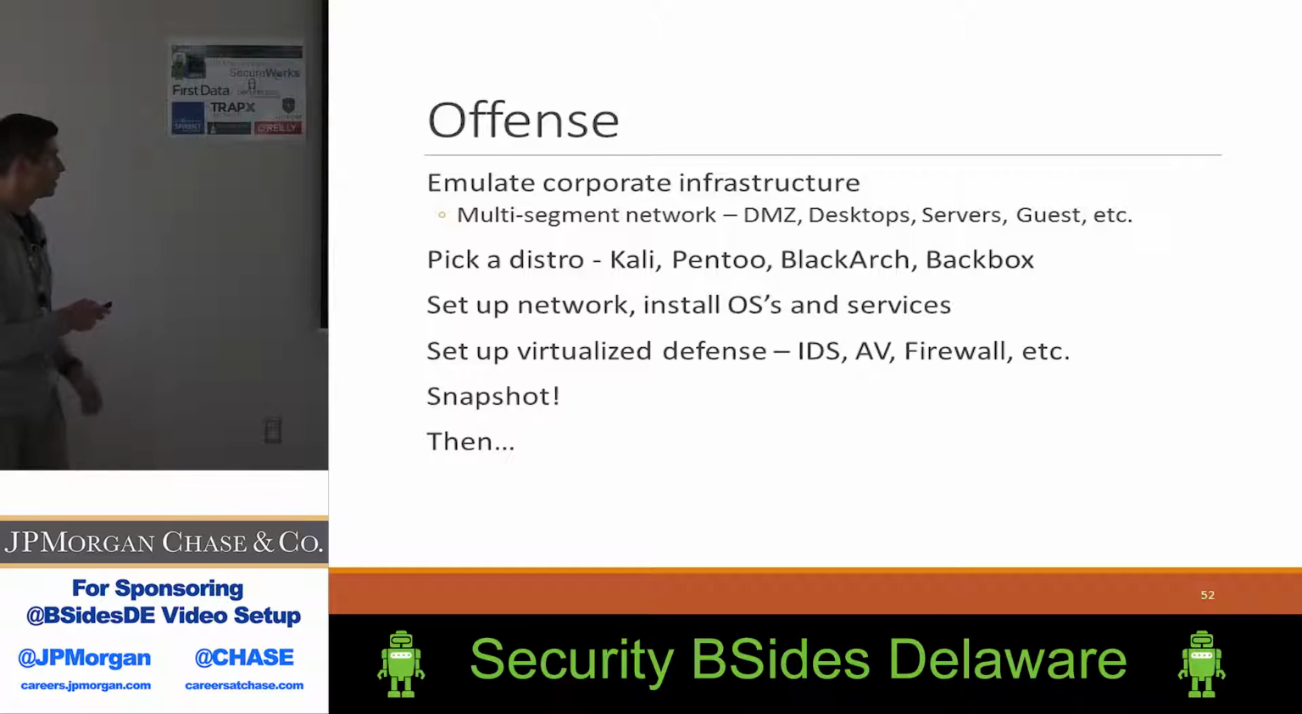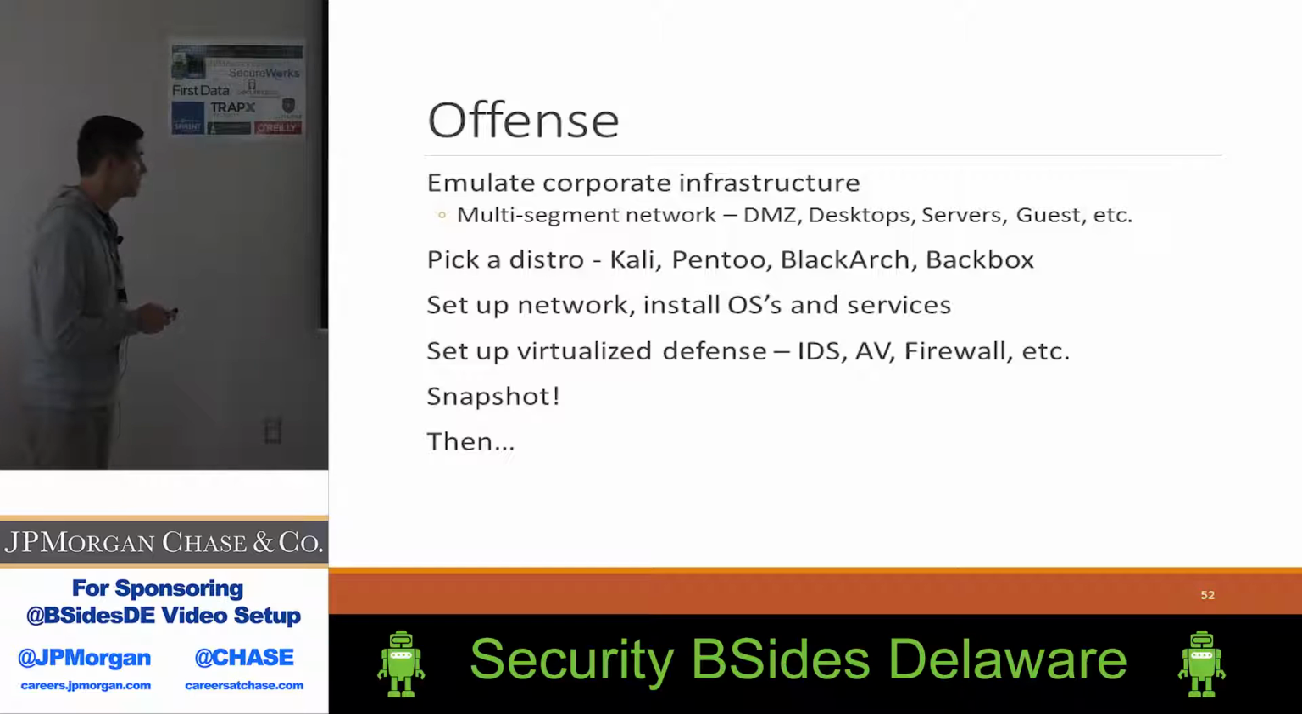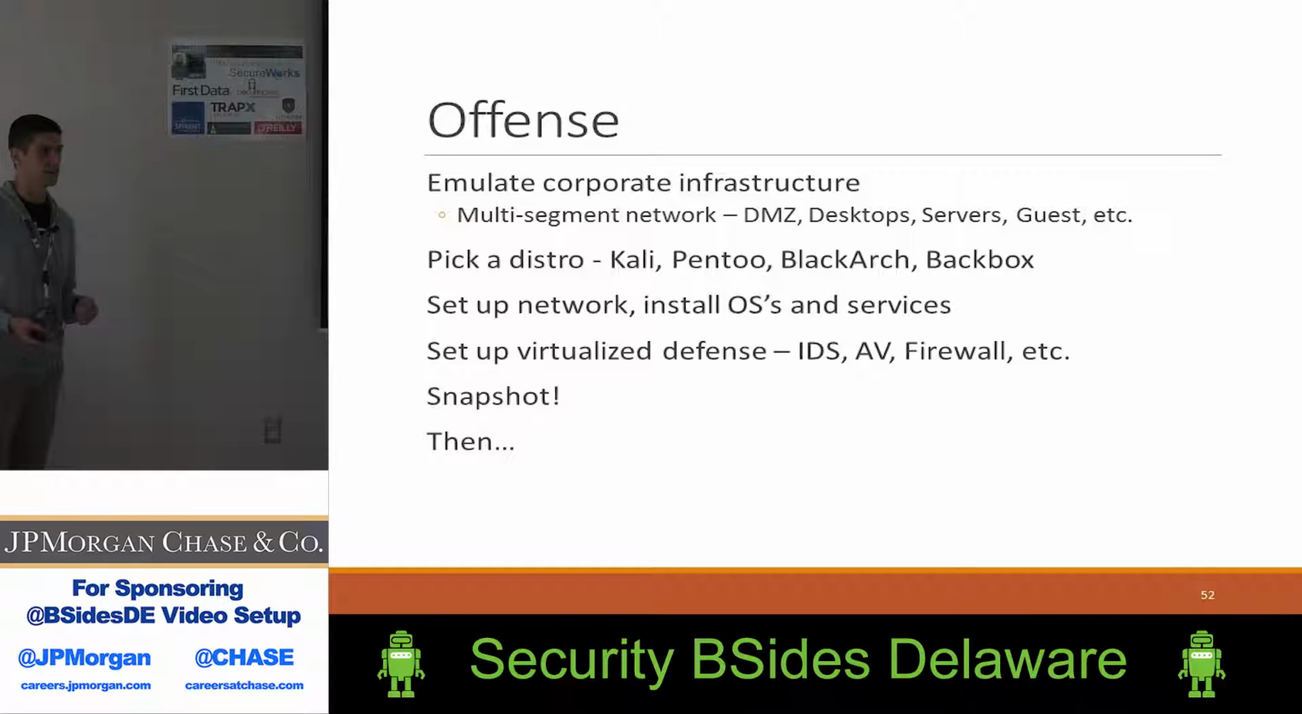So you're going to want a multi-segment network, and that's what we're going to be designing with that VM setup. So I would suggest making maybe a DMZ, a desktops VLAN, a servers, maybe a guest. You could do a Wi-Fi VLAN, all of that stuff. Make your own mini company inside your server, and then you can attach this distribution anywhere you want.